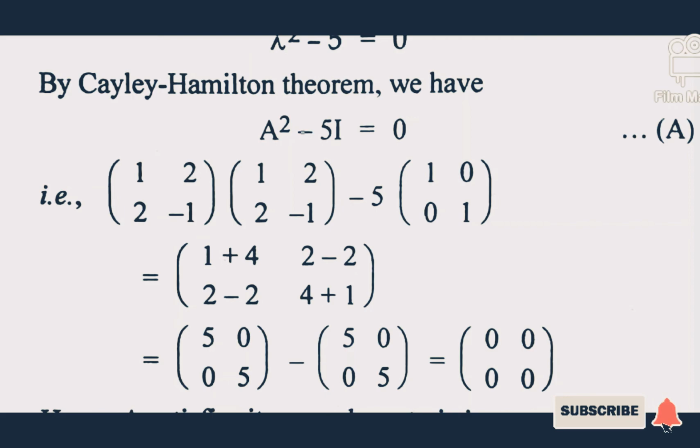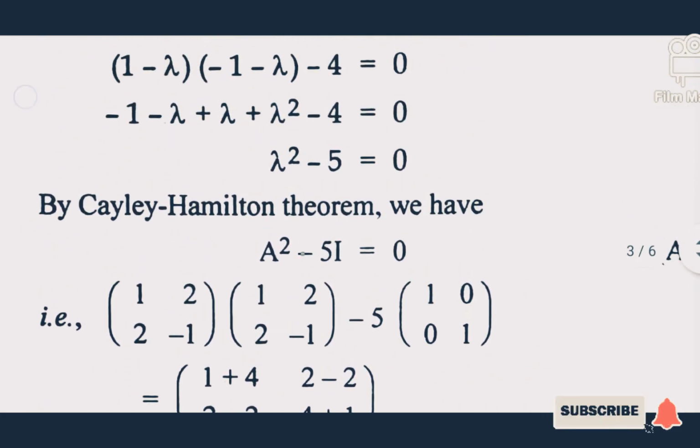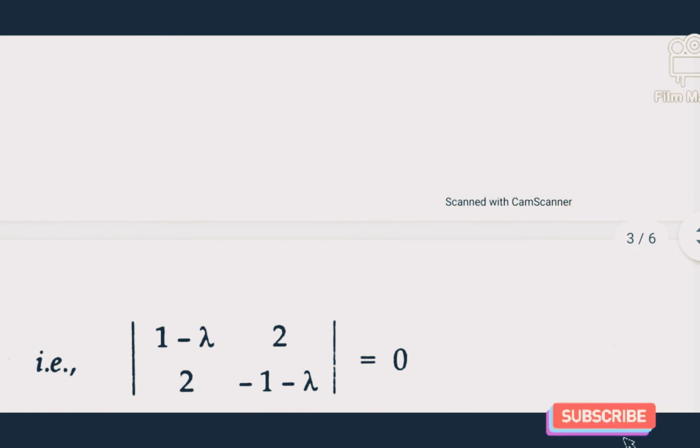To find A square, the matrix A is given, we multiply A into A to get the A square matrix, minus 5 into I, which is the identity or unit matrix. So we can write it as minus 5 into 1, 0, 0, 1. Multiply and subtract 5I, and we get the answer as 0, 0, 0, 0. So we are getting a zero matrix. Therefore A satisfies its own characteristic equation. Now the second part of the question is to find A power 4.